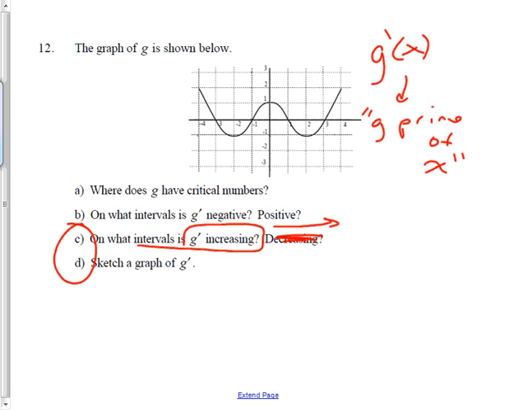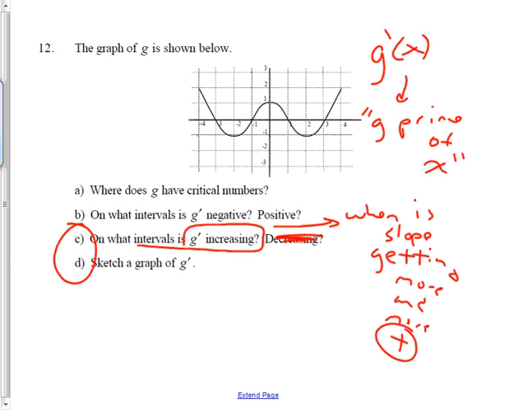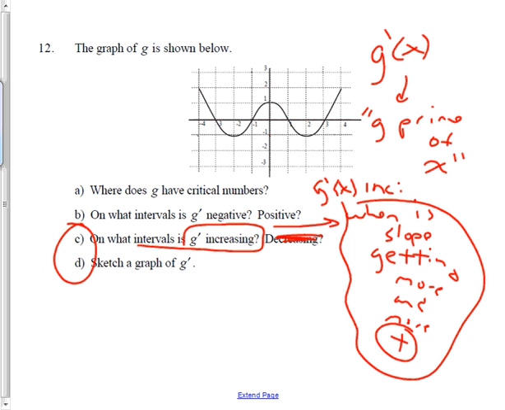When is the slope getting more and more positive? That's what this is really asking. When g prime of x is increasing, what that's saying is when is the slope getting more and more positive? Well, it's getting more and more positive. Let's look. Here we're very negative, getting less negative. Here we're 0, positive, getting more positive.